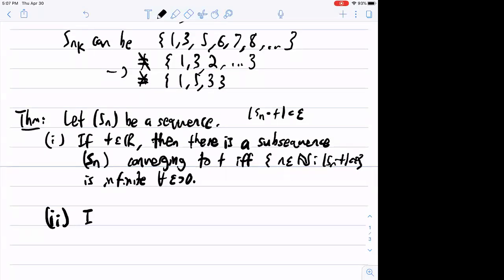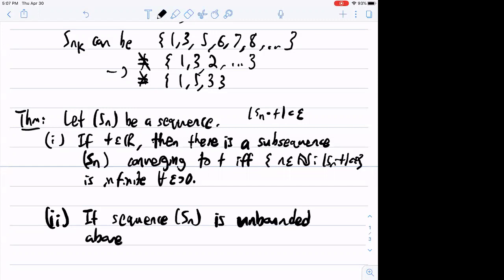So next is, if a sequence is unbounded, I wouldn't worry much about this theorem. I don't think it's that important. I don't know what's happening with my pencil. If a sequence is unbounded above, it has a subsequence.